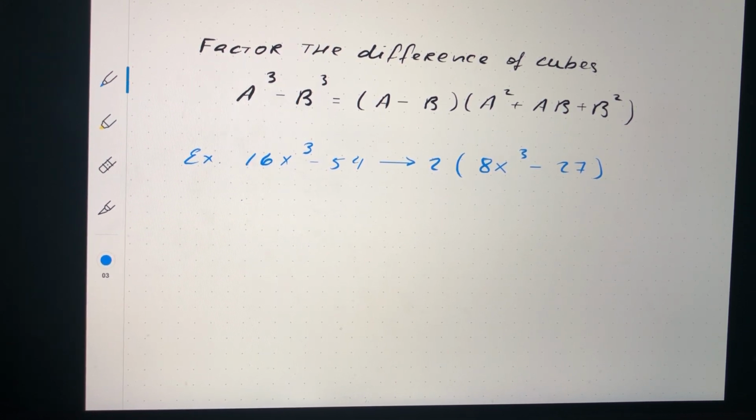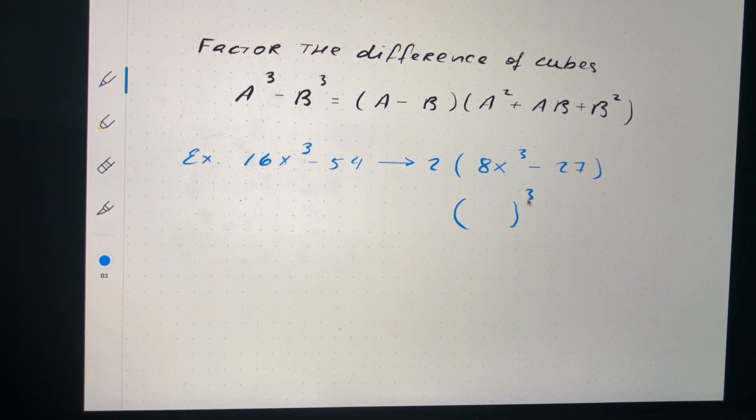Now at this point, if we cannot factor inside the parentheses, then we're done. But if we can, we have to continue. Can we write 8x cubed as something cubed? Well, 2 cubed is 8, and x cubed is x cubed, which means in our formula, in our template, the a is 2x. So we can go through the template, and each time we see a, we can put 2x in its place.